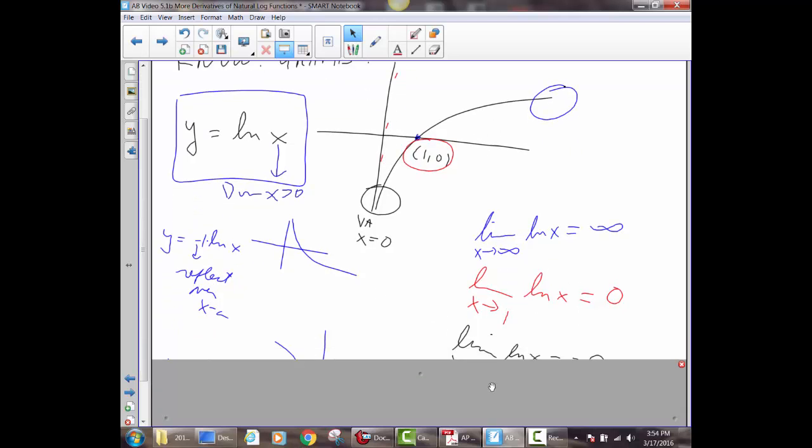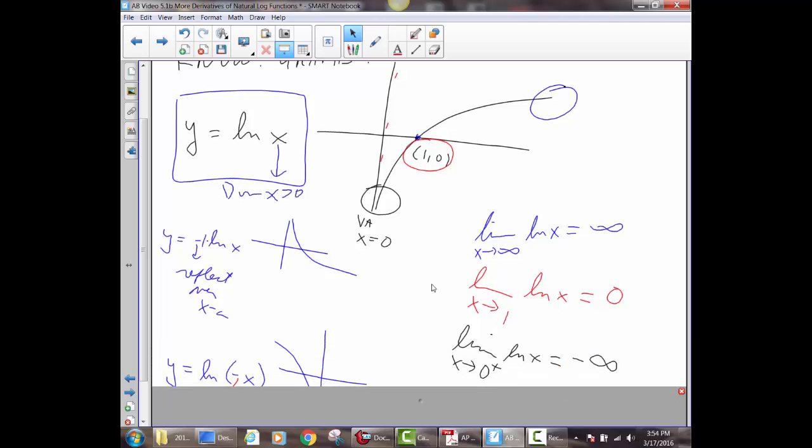Also, what's good about the graph is you're able to answer questions about limits very easily. If you look at the picture and they ask, what's the limit as x goes to infinity of ln x? Well, obviously, if I move to the right, it's just getting bigger and bigger. It's doing that slowly, but it is getting bigger and bigger, so that's infinity. Limit as x approaches 1 from both sides of ln x is 0, because that point (1, 0) is the x-intercept. And the limit as x approaches 0 from the right of ln x is actually negative infinity.